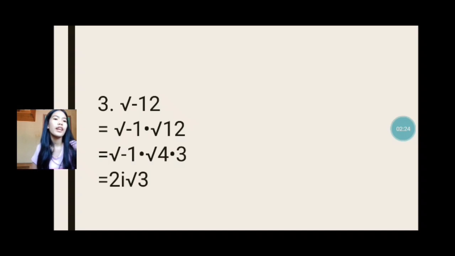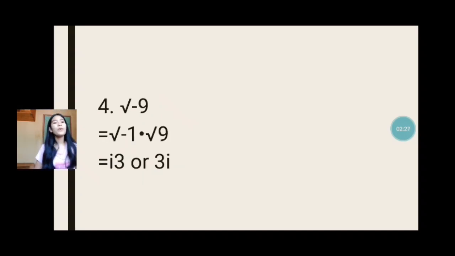Example number 4. The square root of -9 is the square root of -1 times the square root of 9. We know that the square root of -1 is equivalent to i. So our final answer is i3, or 3i.